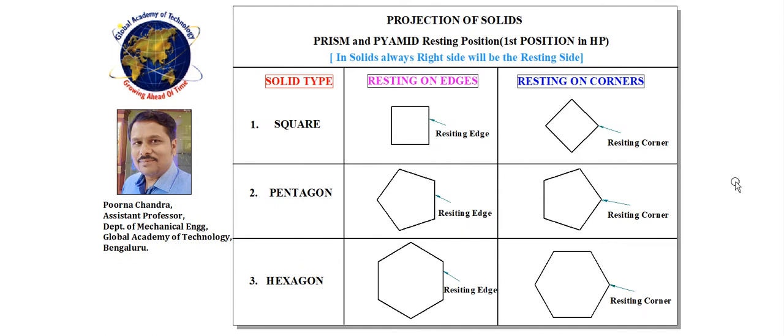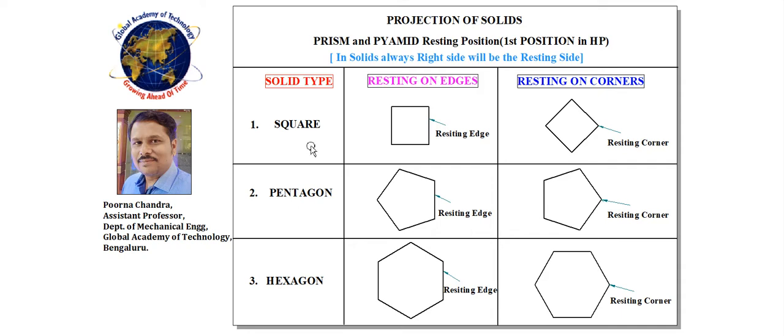So here you need to understand this. Prisms and pyramids in resting position, that too in first position in HP, I'm explaining here. So always in solids, the first position. How we need to draw the resting position and how to decide, I will explain to you. In solids always the right side will be the resting side. In planes the left side will be the resting side, but in solids the right side will be the resting side.